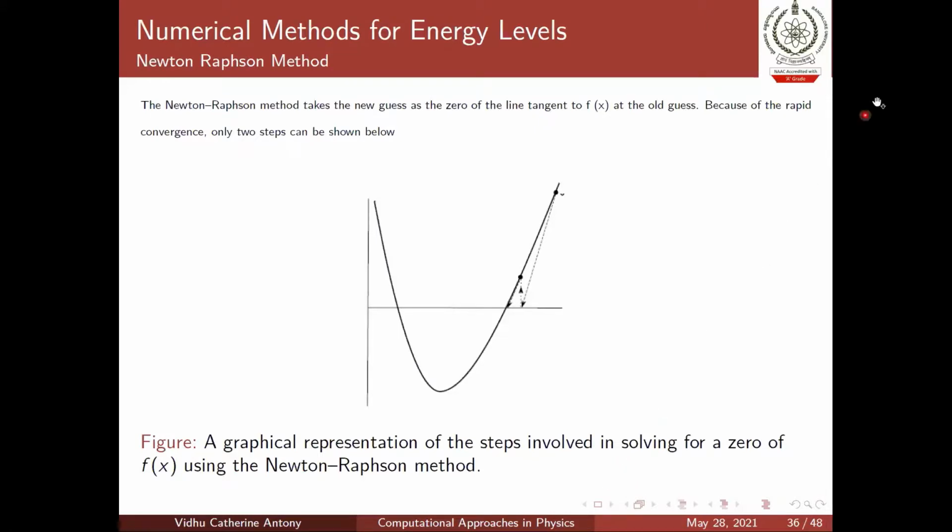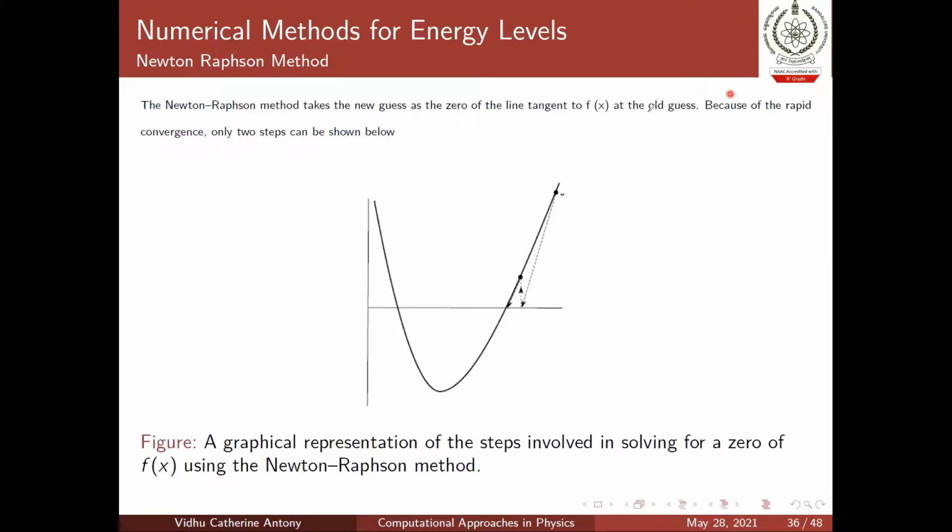Okay, so we're done with the bisection method. Now, the next thing that you have is your Newton-Raphson method. So what does the Newton-Raphson method do basically? The Newton-Raphson method takes a new guess as the zero of the line tangent to the function f of x at the old guess. You need an initial guess. Without the initial guess, you can't really start off with the problem.